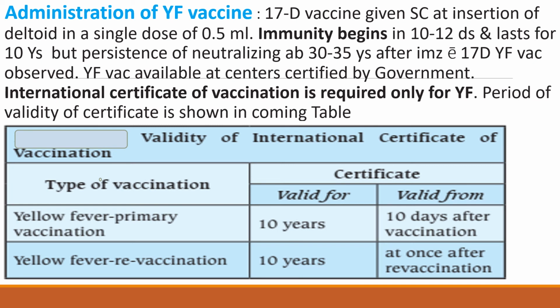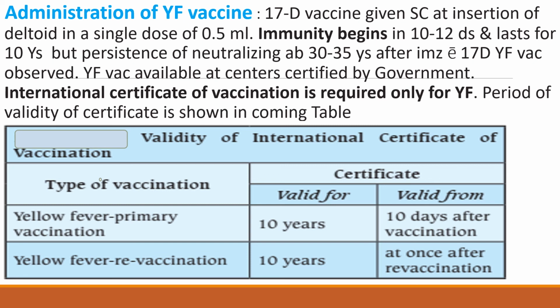Administration of yellow fever vaccine. The 17D vaccine is given subcutaneously at insertion of deltoid in a single dose of half ml. Immunity begins in 10 days and lasts for 10 years, but persistence of neutralizing antibody 30 to 35 years after immunization with 17D yellow fever vaccine was observed.